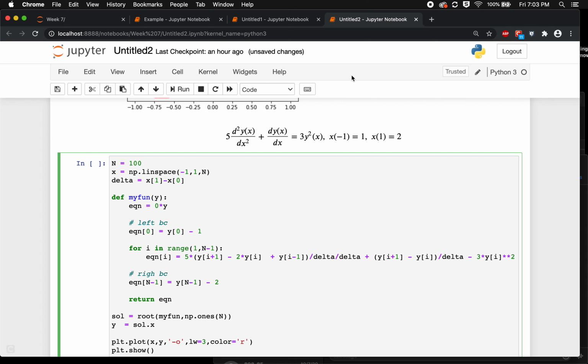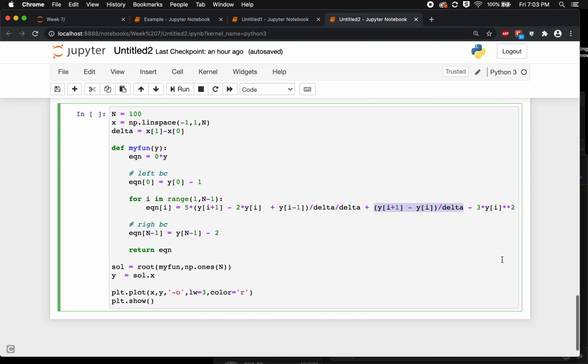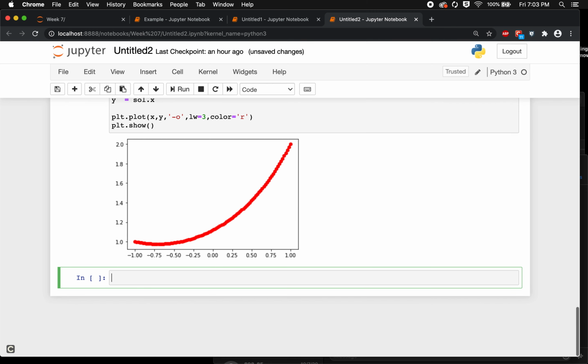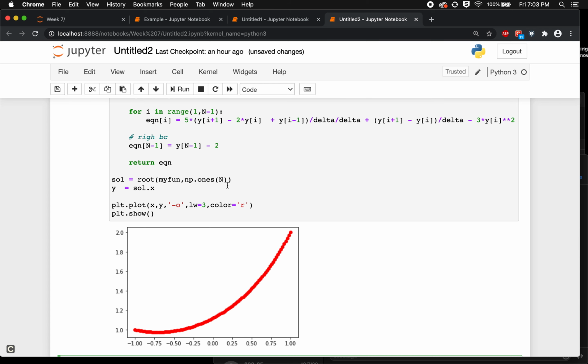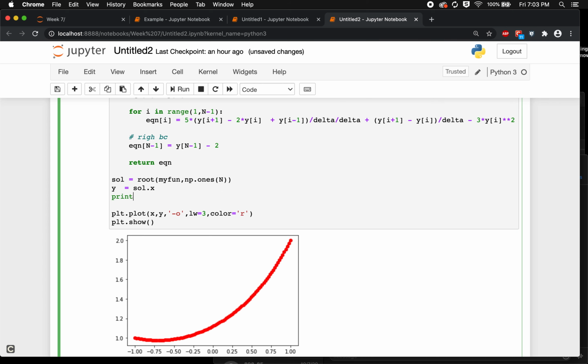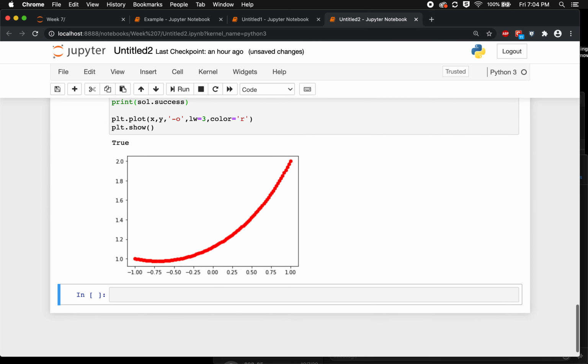So again, the second derivative is right here. My first derivative is going to be right here, and then we're setting that equal to 3y squared of x, and so we have 3 times y squared of x. Let me see if this runs and I get a solution for that. Let's make sure this worked. I'm just coming up with an equation off the top of my head. And I got a true.